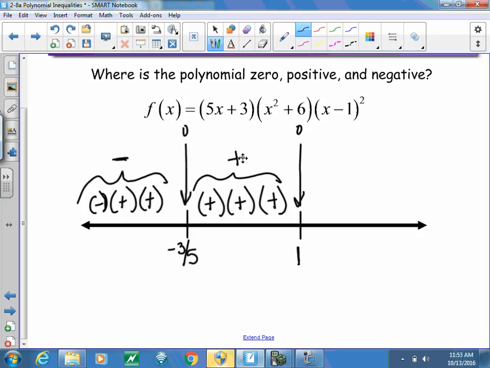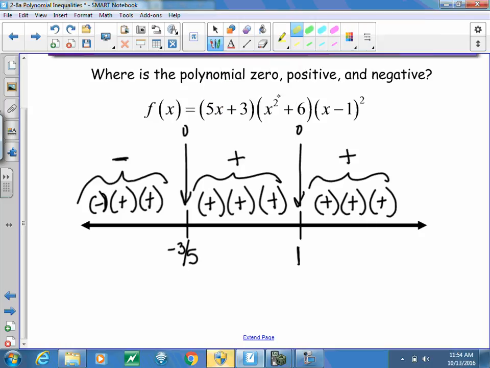And then the last one being greater than 1, so I'm going to go ahead and pick 2. 5 times 2 is 10, plus 3 is 13, so that's positive. 2 squared is 4, plus 6 is going to end up giving us 10, so that's another positive. 2 minus 1 is positive 1. 1 squared is positive 1. So here I end up with 3 positives once again. So it's going to be a positive part from when x is greater than 1.